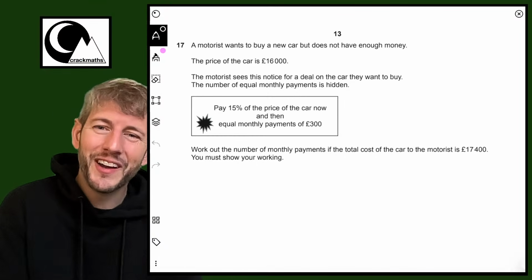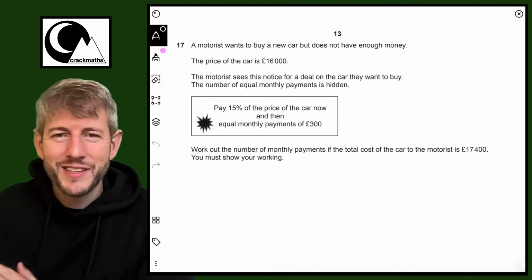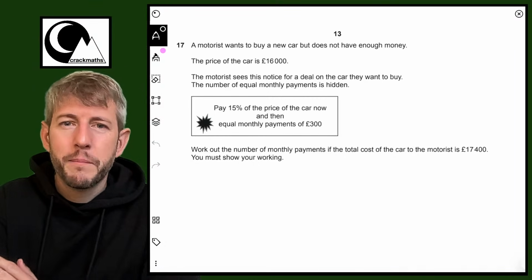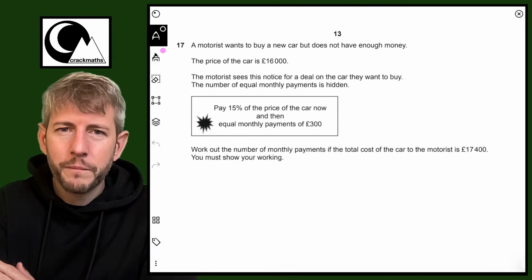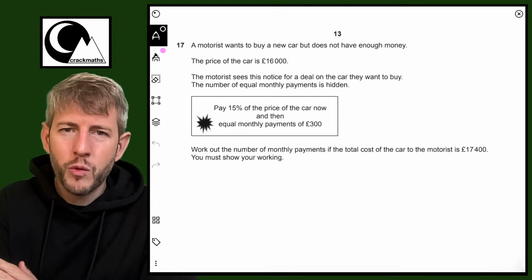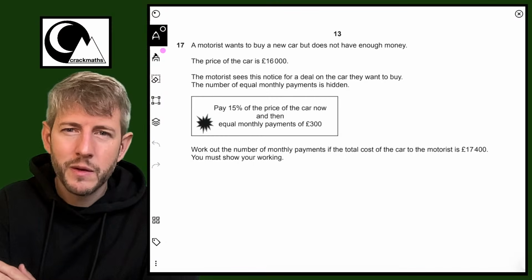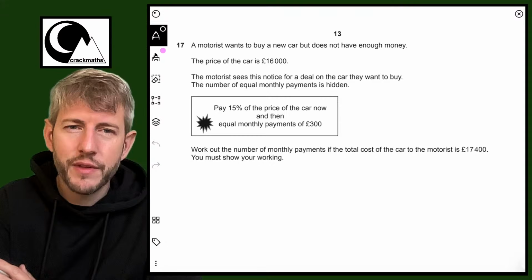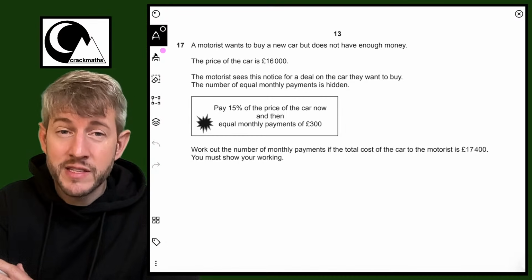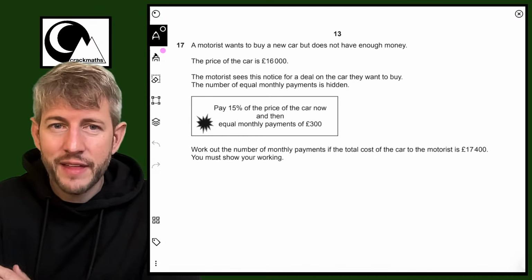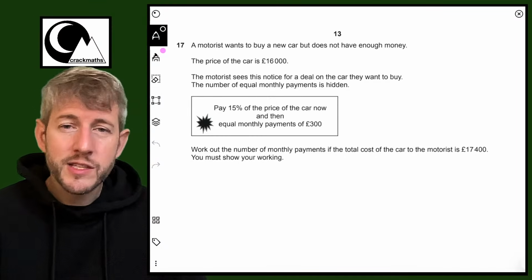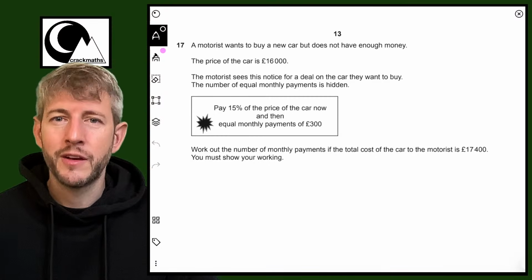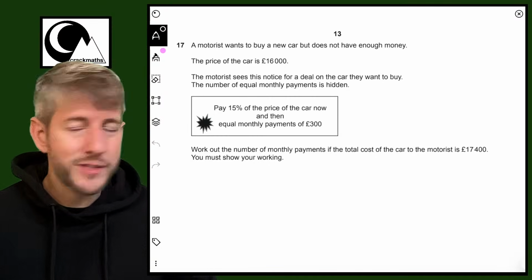Oh no, right, okay. Oh my gosh. So let's have a think about this. So pay 15% of the car now and then equal monthly payments of £300. Work out the number of monthly payments if the total cost of the car to the motorist is £17,400. Okay, so first of all, what we need to do is work out the 15% of the cost that he pays straight away.